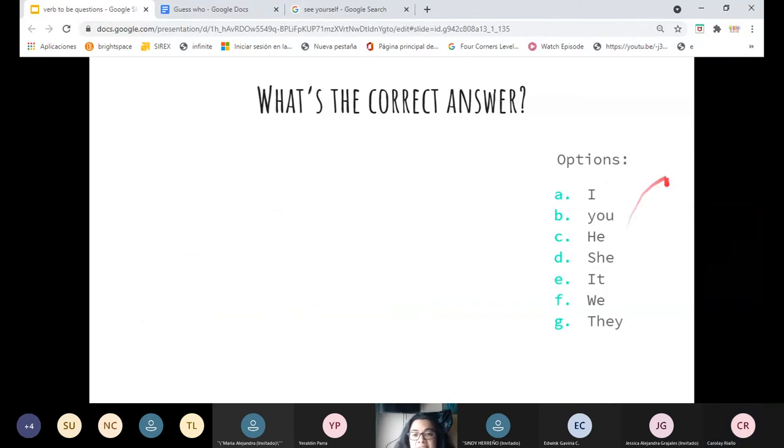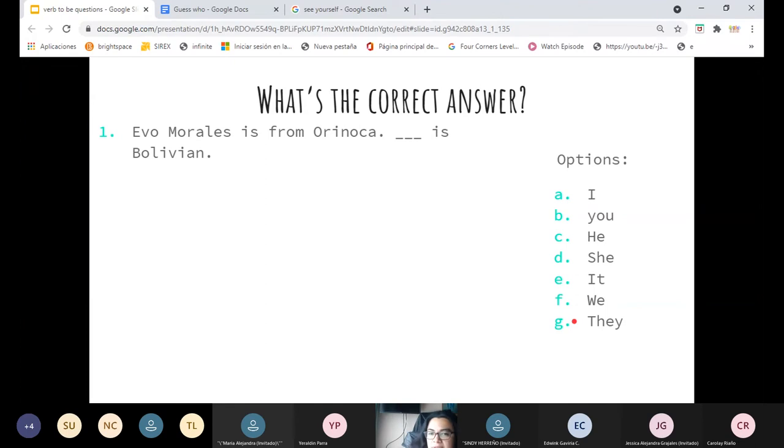And here, guys, we need to select what is the correct pronoun, okay? For example, it says Evo Morales is from Orinoco. Is Bolivian. So what is the correct answer? I, you, he, she, it, we, they. So we have all the options: he, she, and they. ¿Qué escojo? He. The correct answer, he, right? Porque es él, Evo Morales. So he is Bolivian.